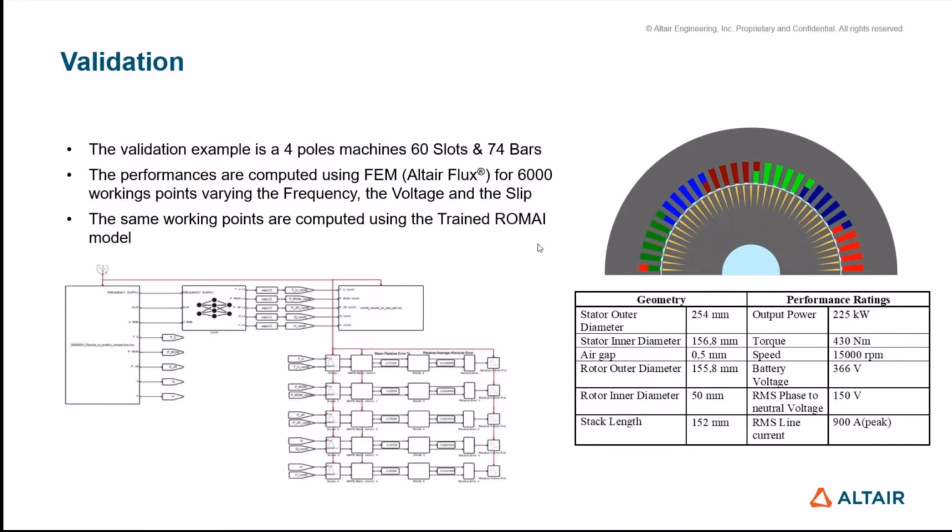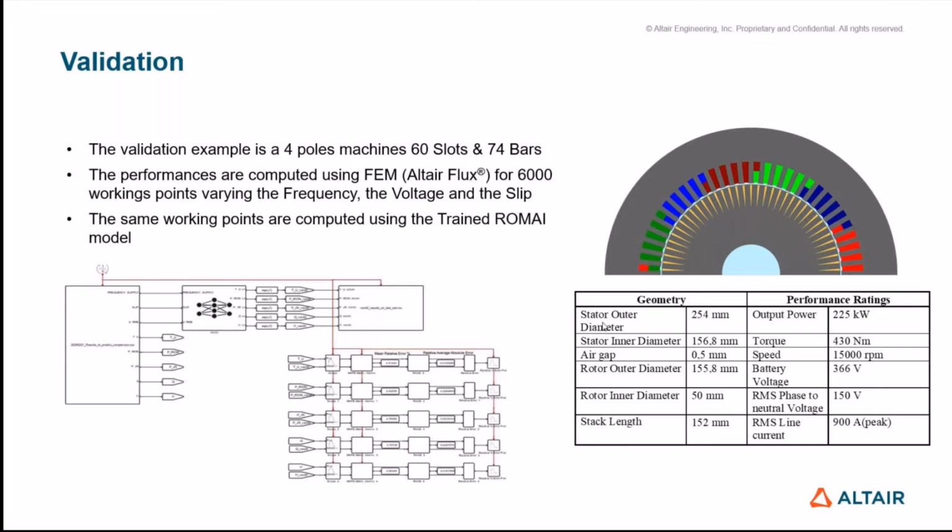We want to apply this. We trained the model on this machine, which is close to the Tesla machine, actually. It's a 60 slot, 74 bars, 4-pole machine. So we computed 360 points on it. We trained ROM on these 360 points. Then to validate our ROM prediction, we want to compare it to some test results. So we computed 6,000 working points now in order to see how accurate our results will be.